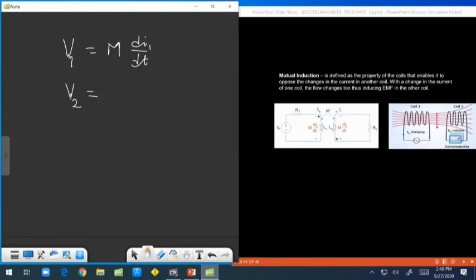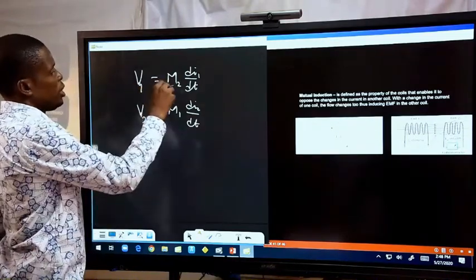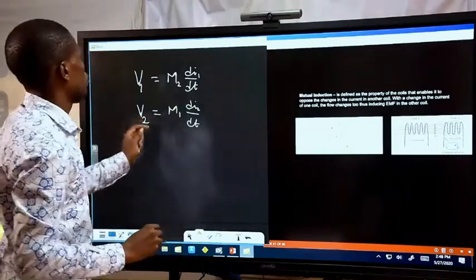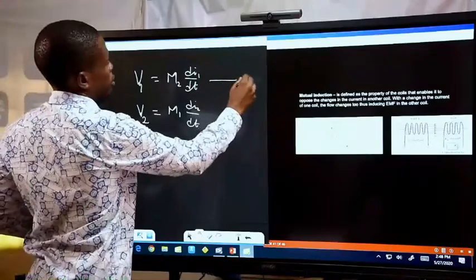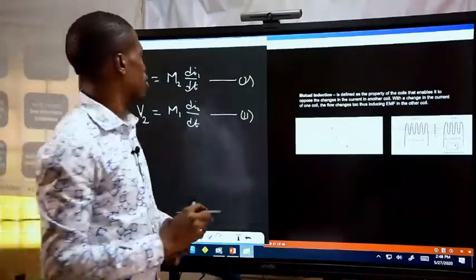So this is the voltage M2. V2 will give us M1 di2 over dt. Okay, so this is what we have. V1 will cause a mutual induction in the other, and V2 will result in mutual induction in the first. And we have this relationship for mutual induction as a result of electromagnetic induction.